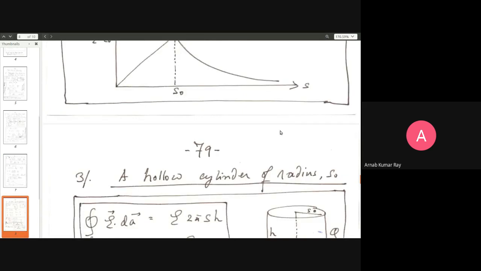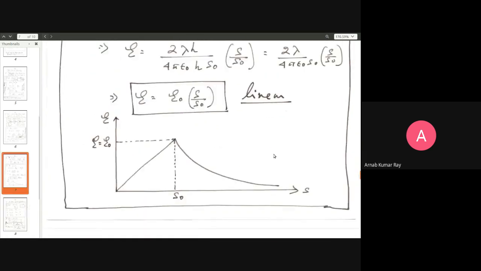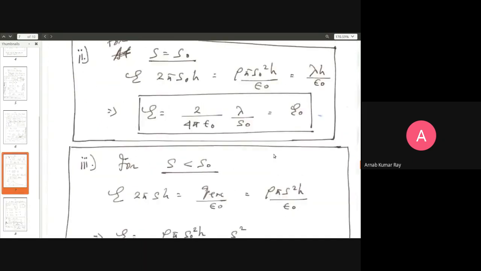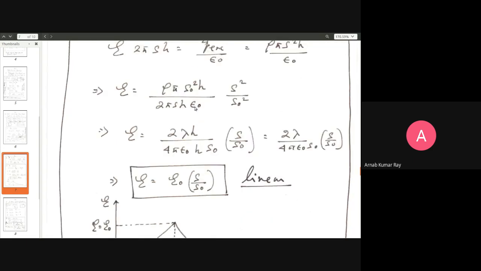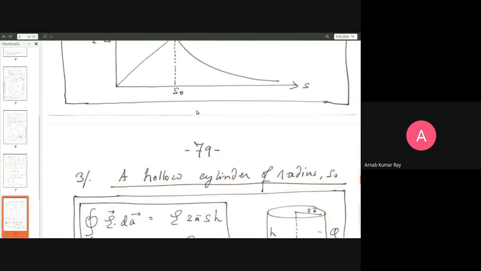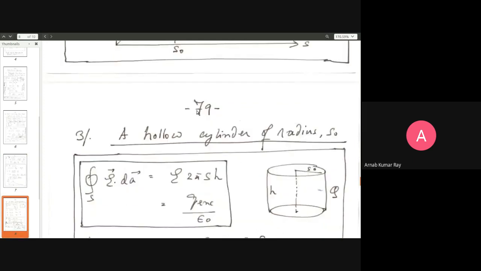Okay, now let us go to the third case. The third case will be far easier than what you have discussed over here. Always, in the case of the solid sphere as well as the solid cylinder, it's a Gaussian surface within the actual surface that poses a little challenge, but otherwise the rest of the other problems are quite simple. So here you have a situation, you have a hollow cylinder of radius S naught.